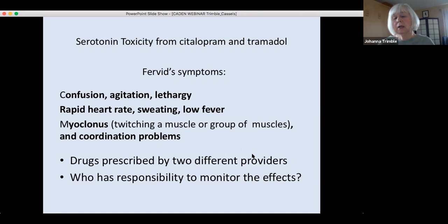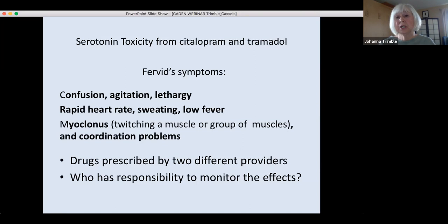And it's very unclear as to who actually has responsibility for making sure, when there is more than one drug being prescribed, that there's not an interaction. Or do they even know? Did the psychiatrist even know she was on this pain drug? Did he know there would be a reaction by having two serotonergic drugs?